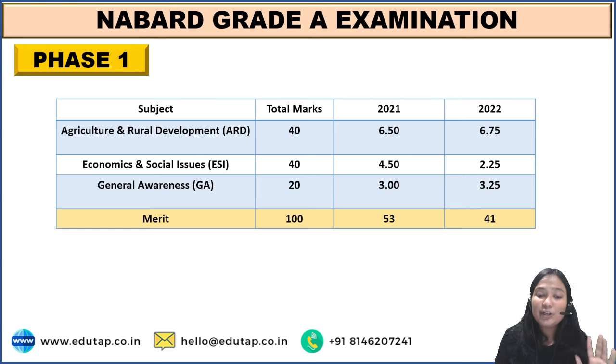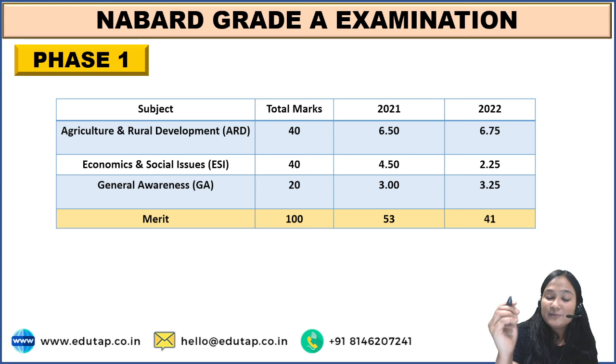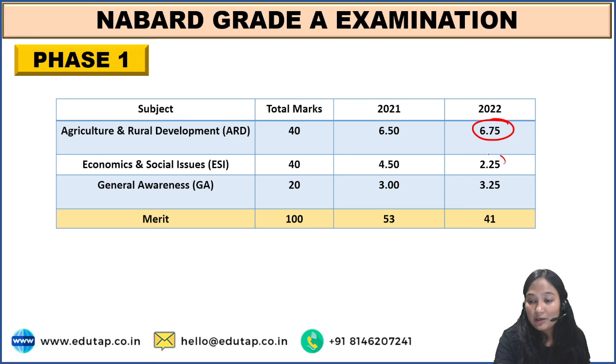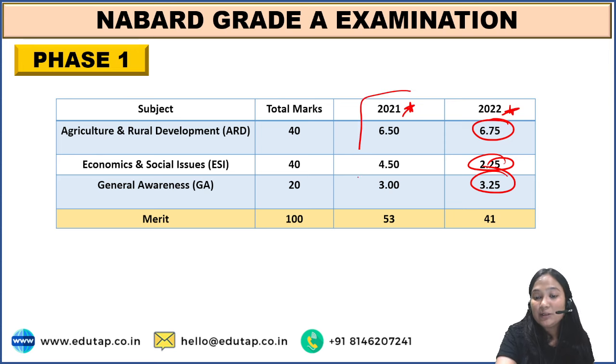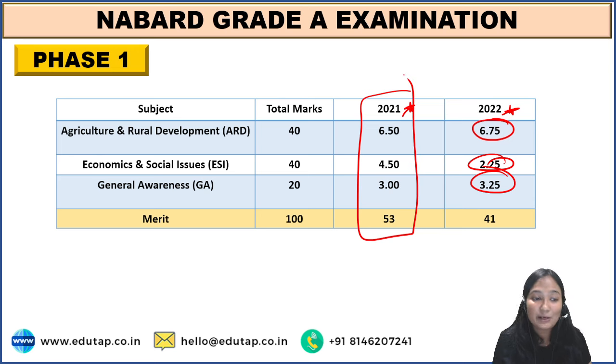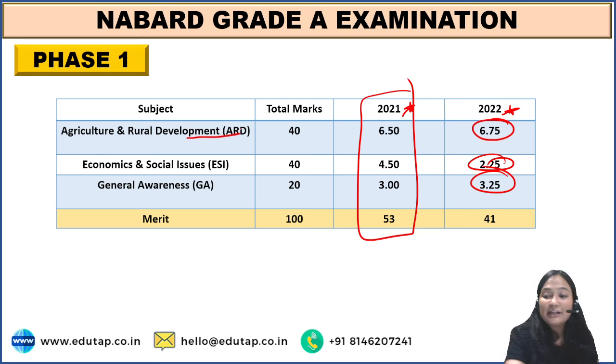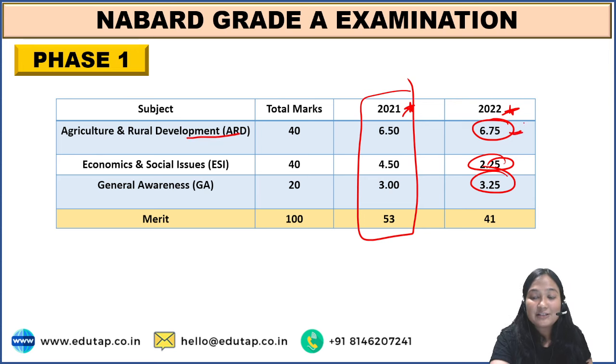But you need to understand that whenever we are talking about the merit section, knowing the cutoff is very important. So again you can see the cutoff of year 2021-2022 has been written here. I will focus on 2022, but you will have to see the 2021 cutoff as well. Now, if I talk about ARD, you will see the sectional cutoff was 6.75 in year 2022. ESI had 2.25 as the cutoff in year 2022. GA had 3.25 as the cutoff in year 2022.